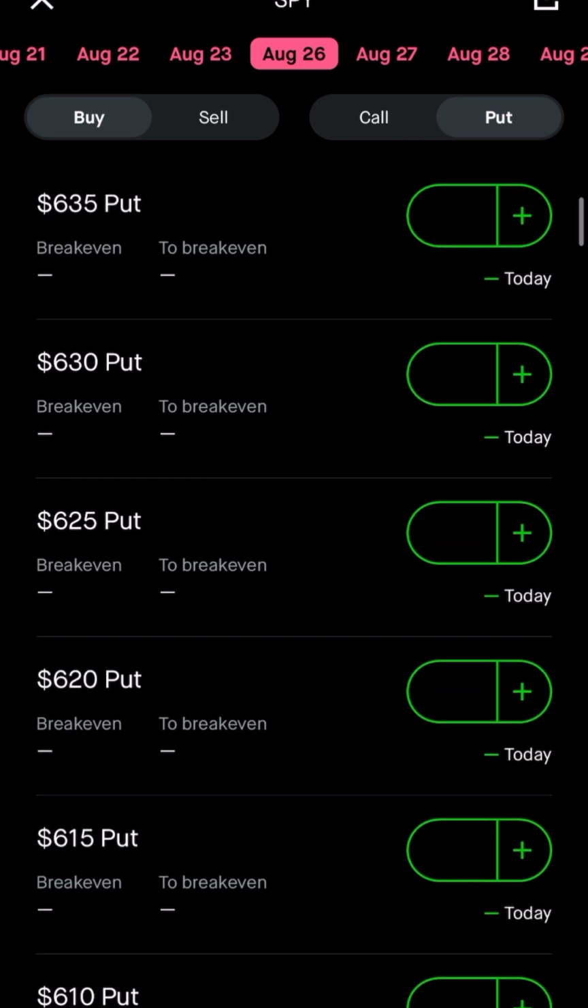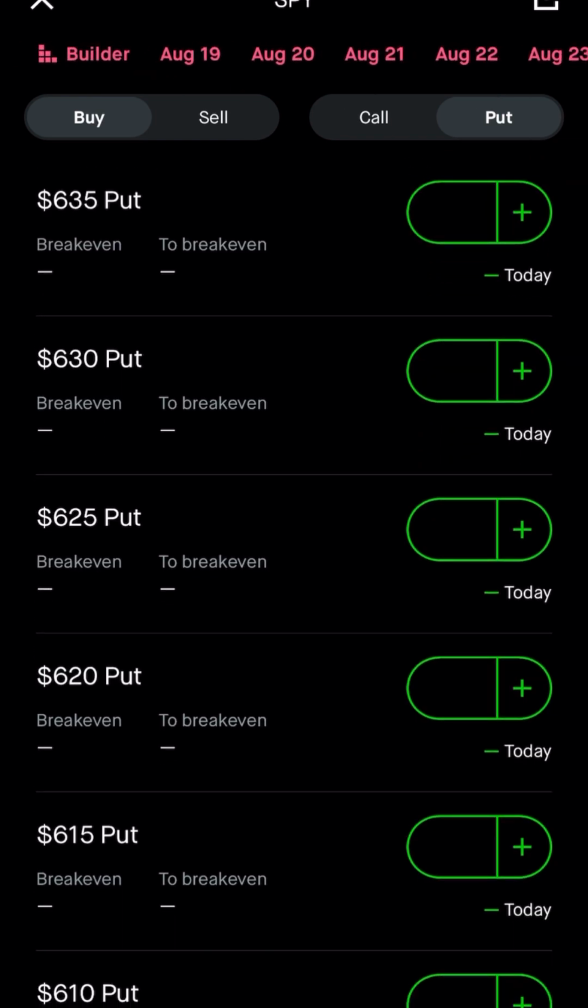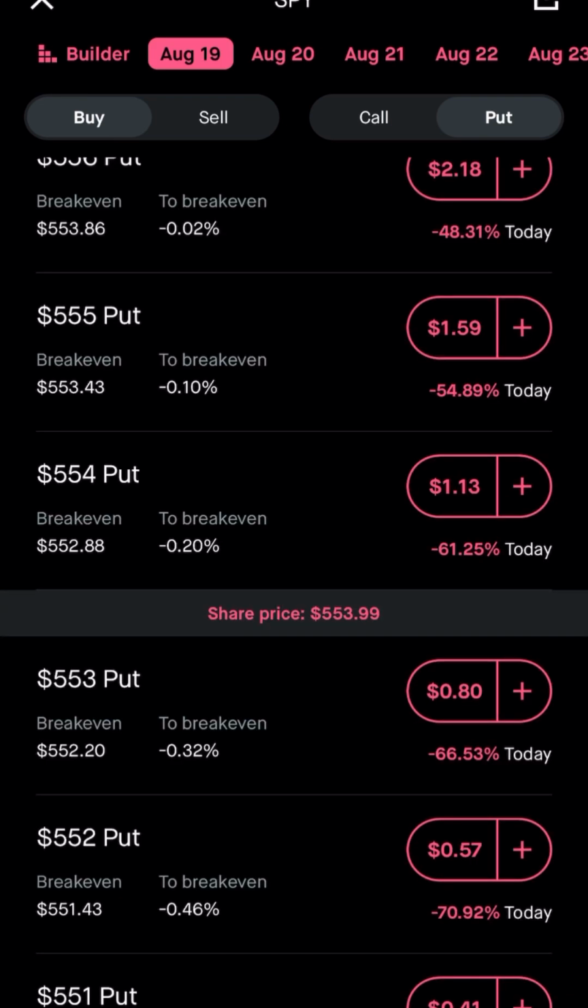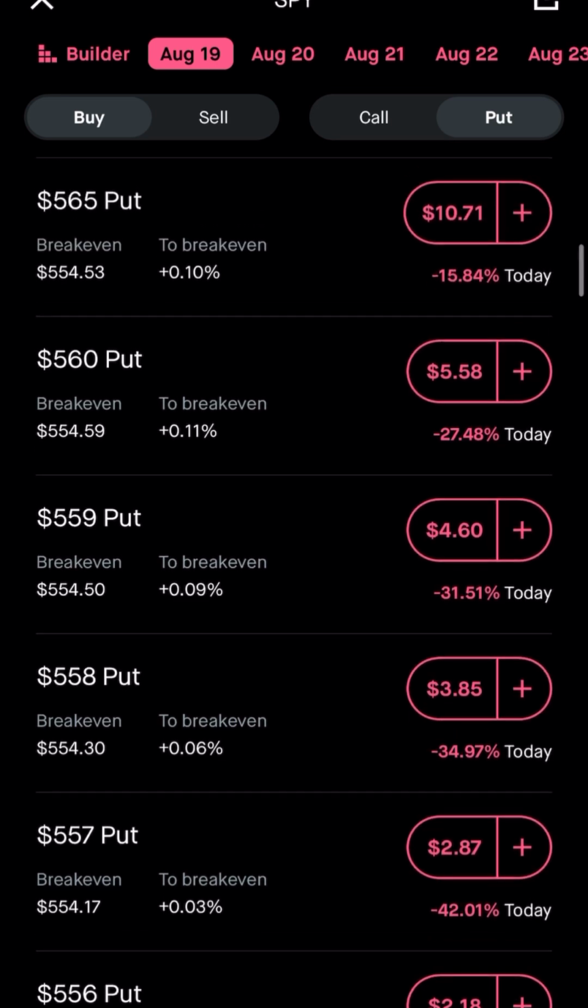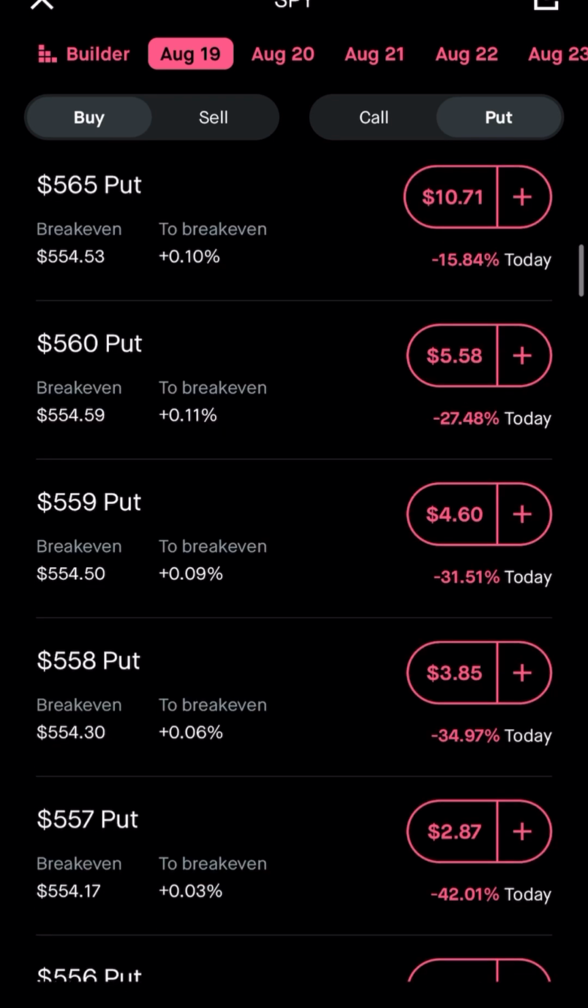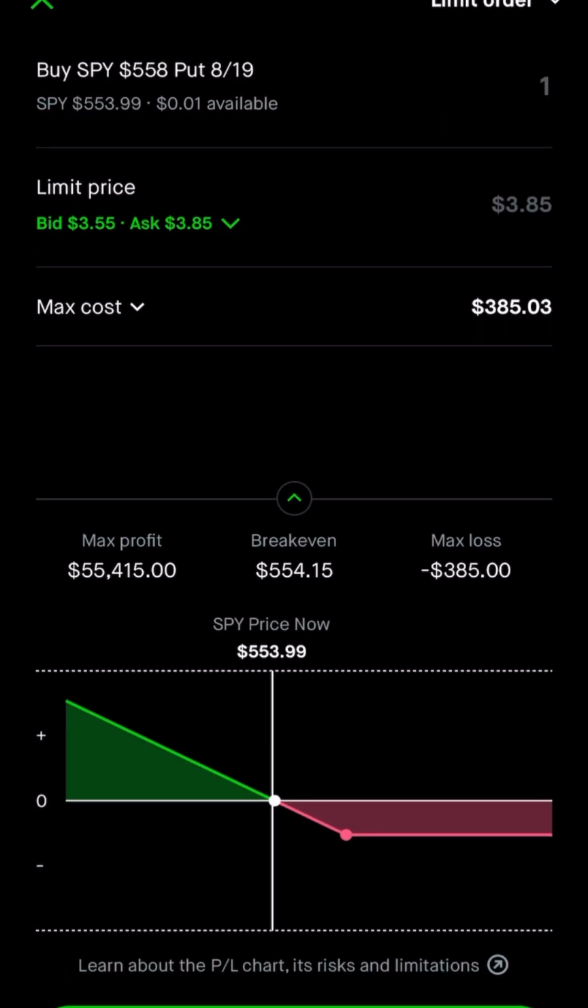But as you get better at reading the charts, I would suggest doing same day. With same day, you can do the same strategy once you get better at reading the charts and the direction, and you can do this all with Webull too. When you do it same day, it's going to be cheaper. It'll be $385 for one contract. When you extend it out, it's going to be about $2,000. When you do it same day, it's about $300-ish.